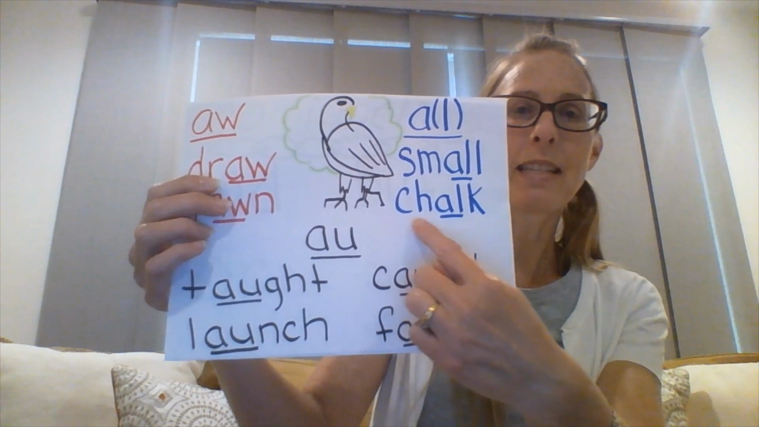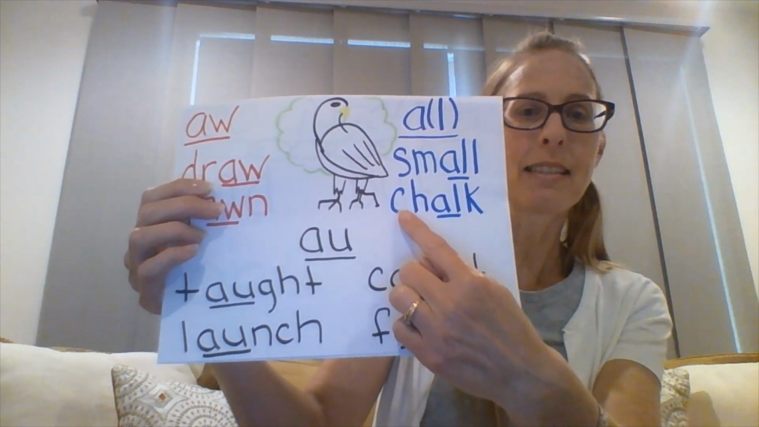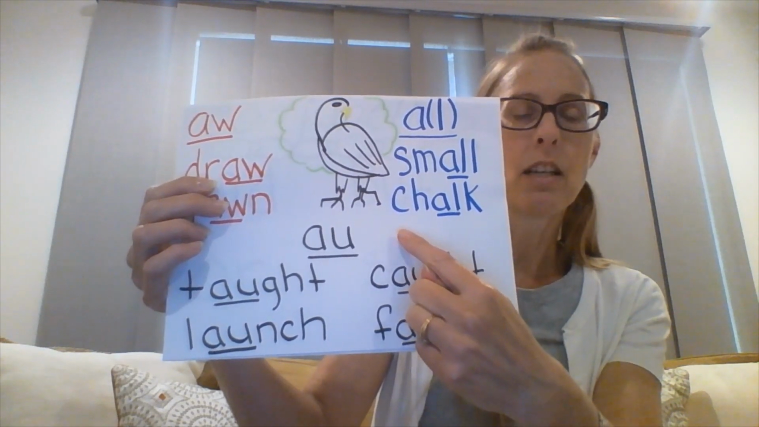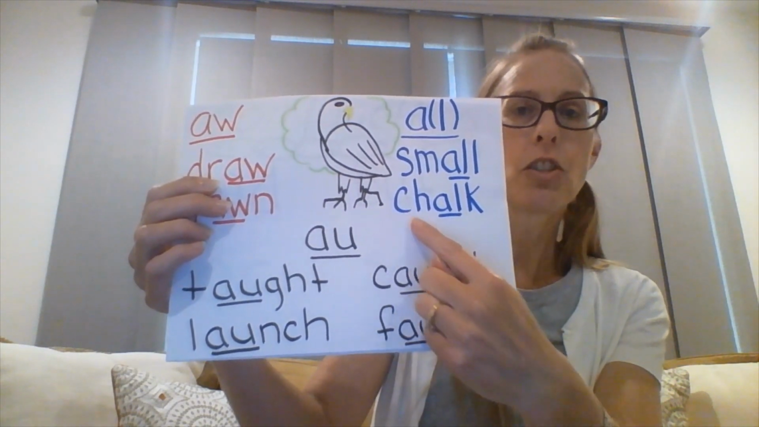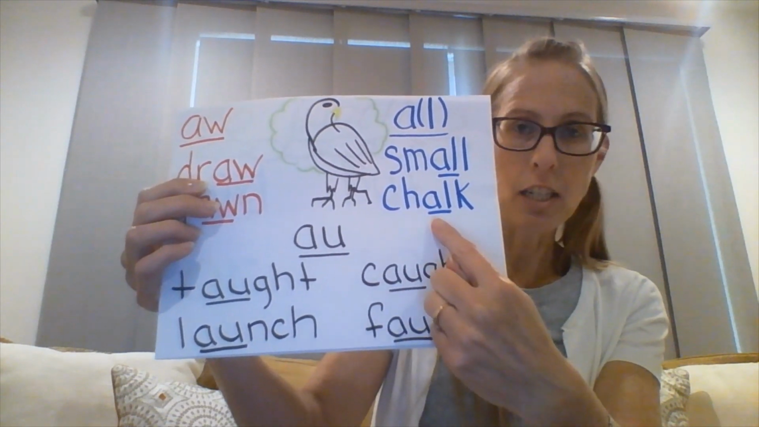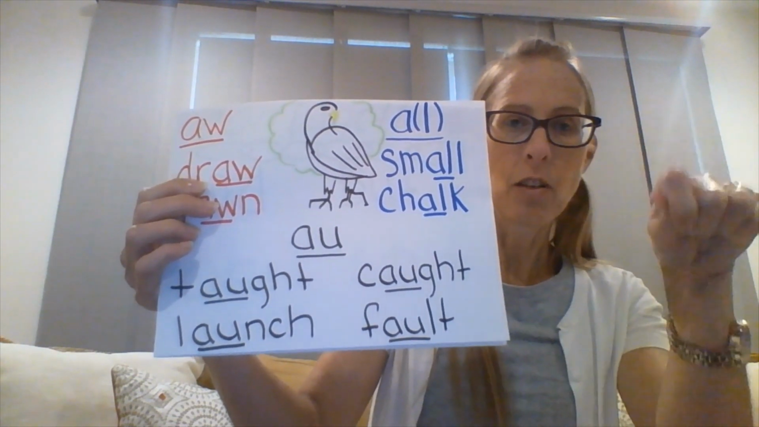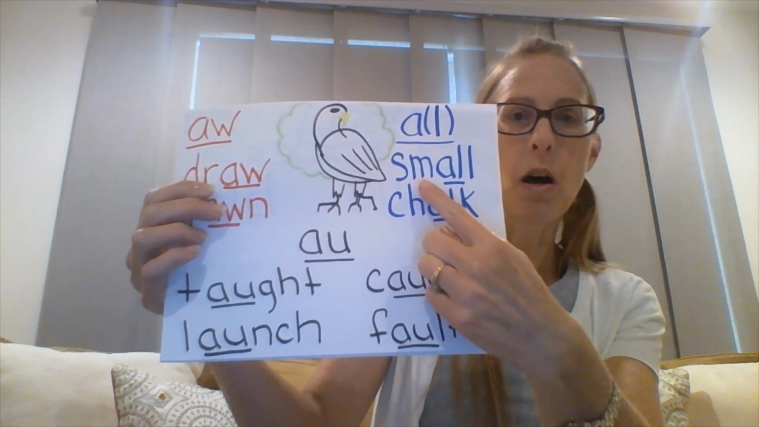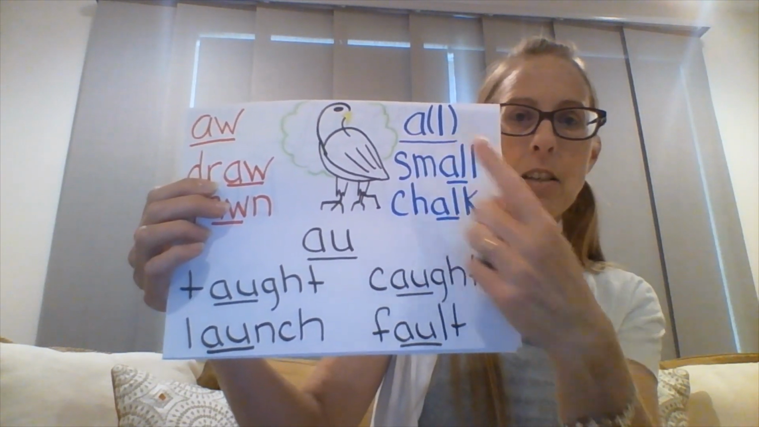Okay, and the next one, what does CH say together? What sound? It doesn't say k and h. It has one sound that it makes. What sound is that? Ch. Very good. Ch, "ah," k. Chalk. Very good. Chalk, like I write on my chalkboard with a piece of chalk. Okay, so we have small and chalk for the A-L spelling pattern.